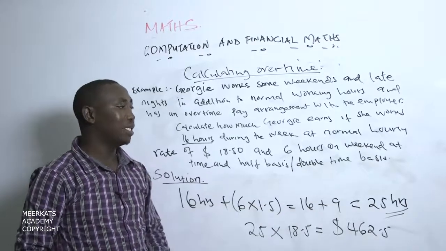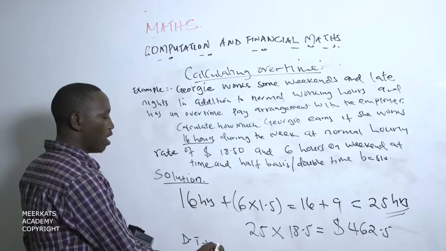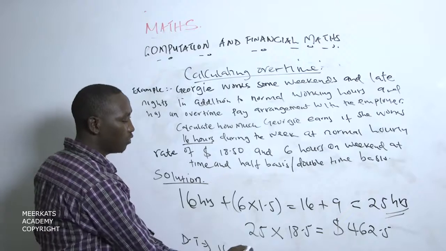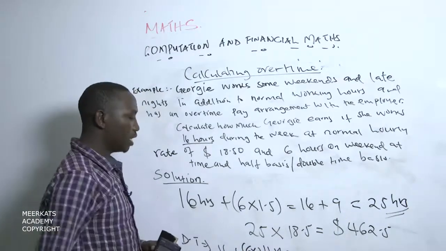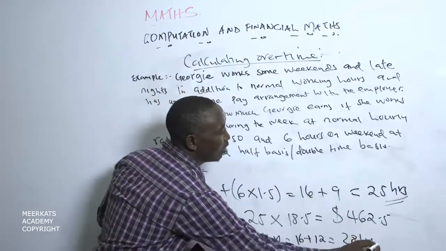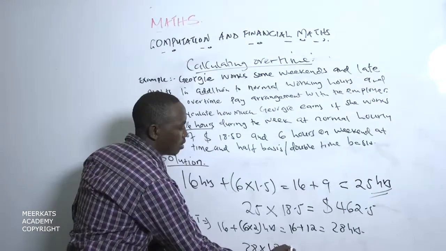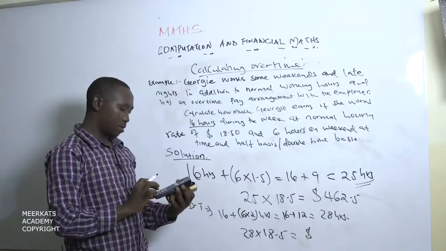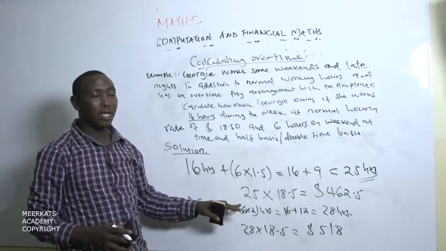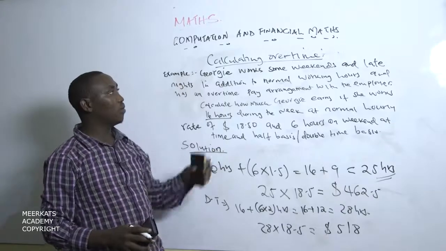On the second basis, that is double time basis, we again need to get the number of hours that Georgia is going to work. So she will work for 16 hours normally on weekdays, plus 6 hours on a weekend, which is on double time basis. So she will work for 6 multiplied by 2 hours. This will give us a total of 16, plus 6 by 2 is 12, which gives 28 hours. So in this case, Georgia will take home 28 multiplied by 18.5 per hour, which gives us 518 US dollars. So we discover that when this person works overtime, she is able to get some extra amount of money. And that is how overtime is calculated.